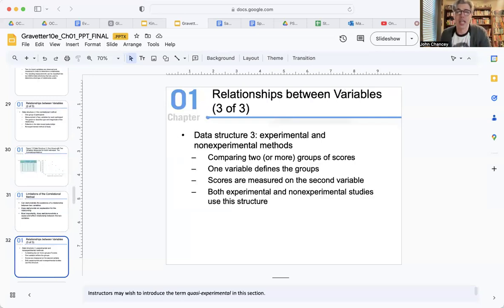This is when we start to get into data structures involving experimental and non-experimental methods, where we can compare two or more groups based on some kind of outcome score we're interested in. We usually have one variable that defines the groups. Maybe you participate in an intervention and this group does not. This group takes the exam digitally, this group takes it on paper. Just some kind of variation that allows us to make the distinction between the groups. We collect scores that are measured on a second variable. The experimental and non-experimental studies use this structure, but there are some variations along the way we'll talk about.